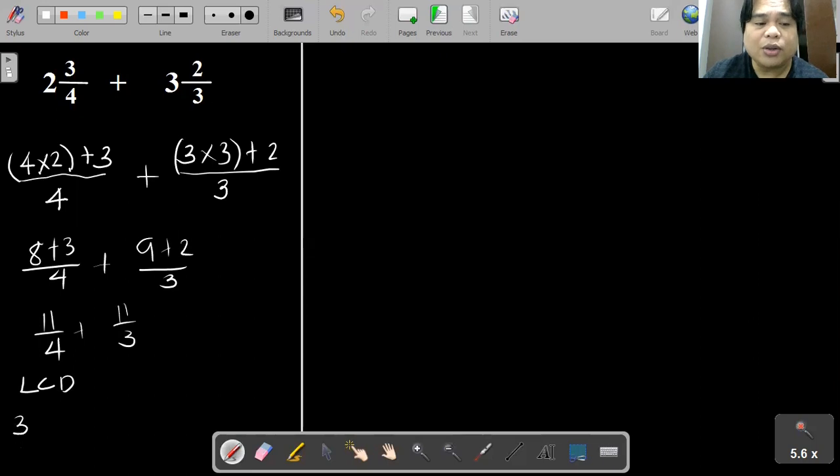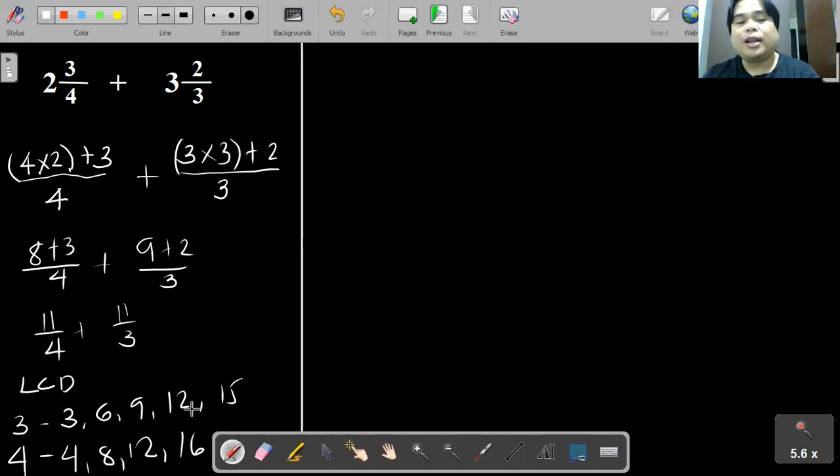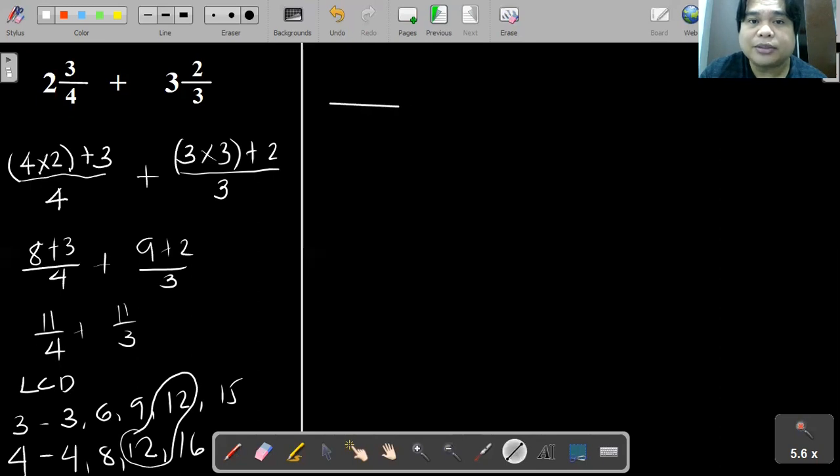Again, for the LCD, all you need to do is know how to skip count. We start from 3. Skip counting, you have 3, 6, 9, 12, 15. How about 4? You get 4, 8, 12, 16. Now, among the numbers, to get the LCD, you just get the smallest number that is common to both of them, the smallest multiple. And in this case, it's 12, right? That's 12. So this time, let's transform our denominators.